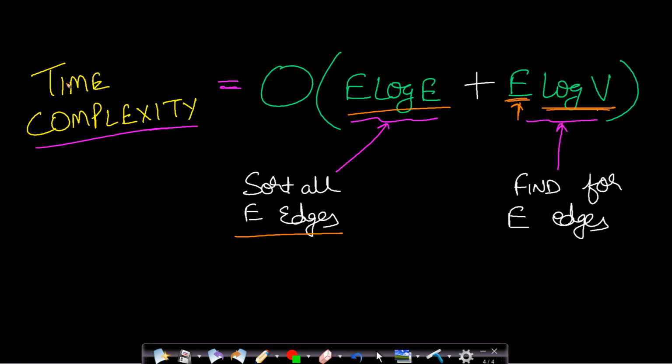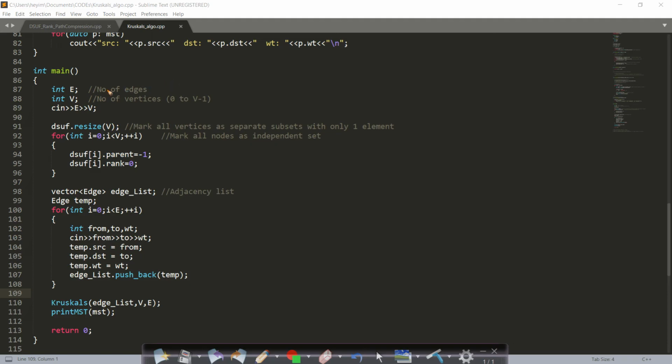So let us now look at the code implementation. Now this is the code which I have written. Here I have taken the number of edges and number of vertices as input, and after taking it I have taken a DSUF, which is disjoint set union find. This is nothing but our parent vector, that is our parent array. Now I will initialize all the parent values as -1, because initially all the nodes will be present in different sets, and each of them will have rank equal to 0. I had already explained this in the disjoint set videos.